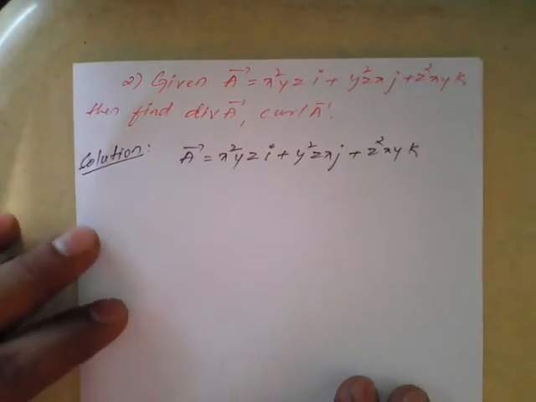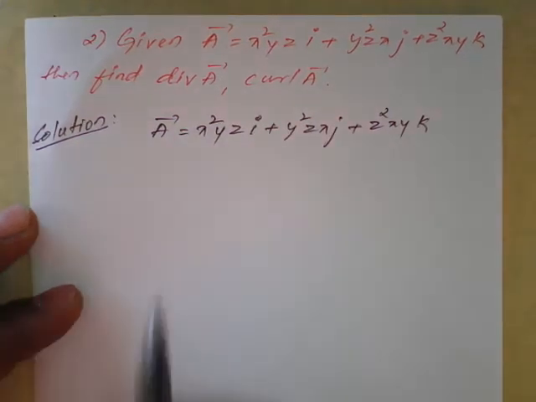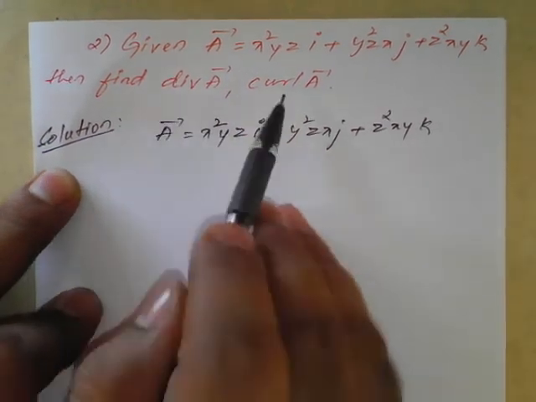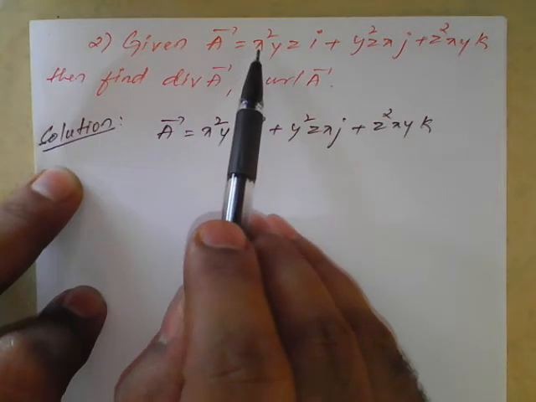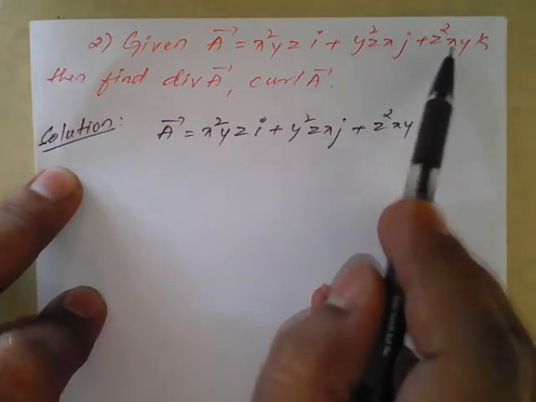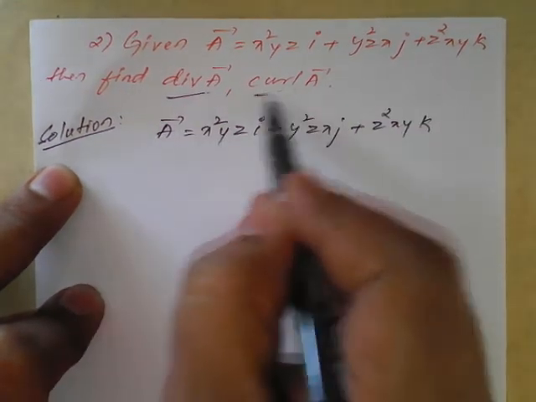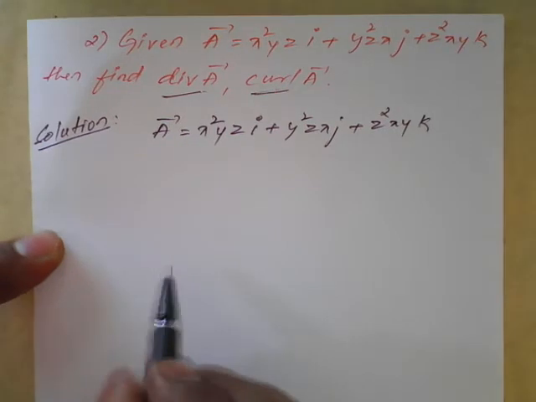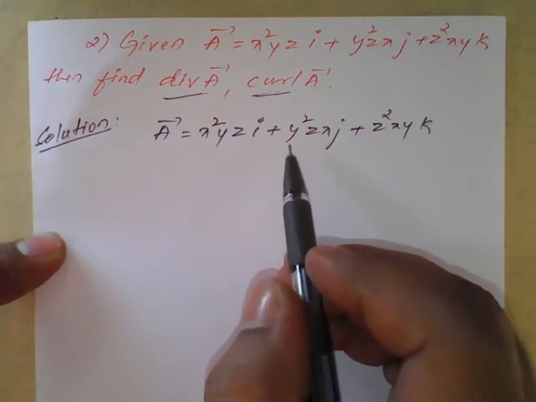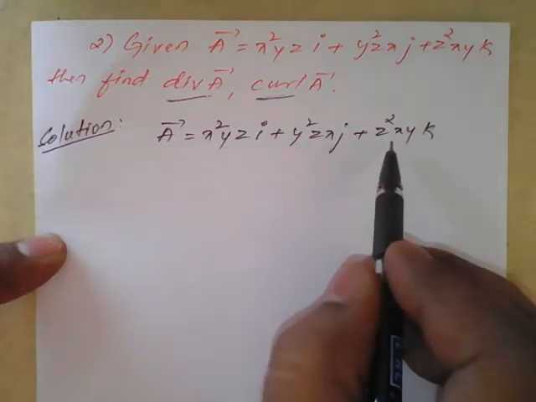Similarly, I want to go for one more illustrative example. The second one is: given vector A. I have taken a vector here because a vector will work for divergence and curl. Vector A is given by x square yz of i plus y square zx of j plus z square xy of k. Then find the divergence of A and the curl of A. We'll see both one by one. So this is a vector quantity.